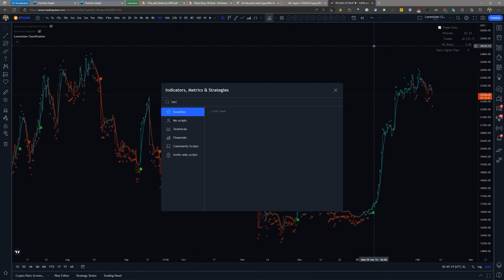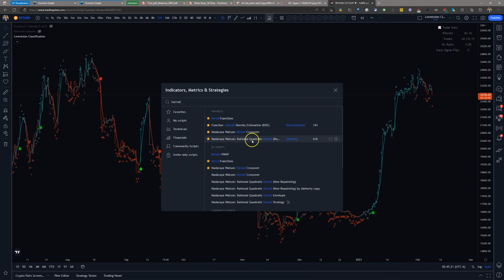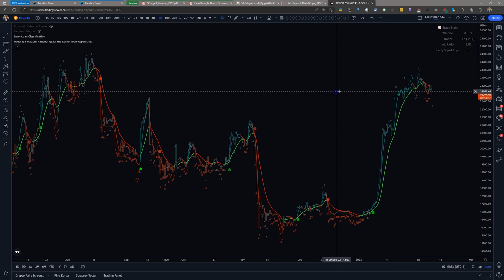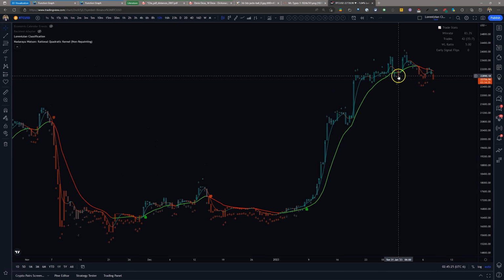You could also slap on a whole other kernel here using my Nadaraya-Watson indicator. And this kind of adds a whole other level of confluence whenever they cross over. You know, it's kind of going bearish and vice versa. So that's a useful trick that you can do.